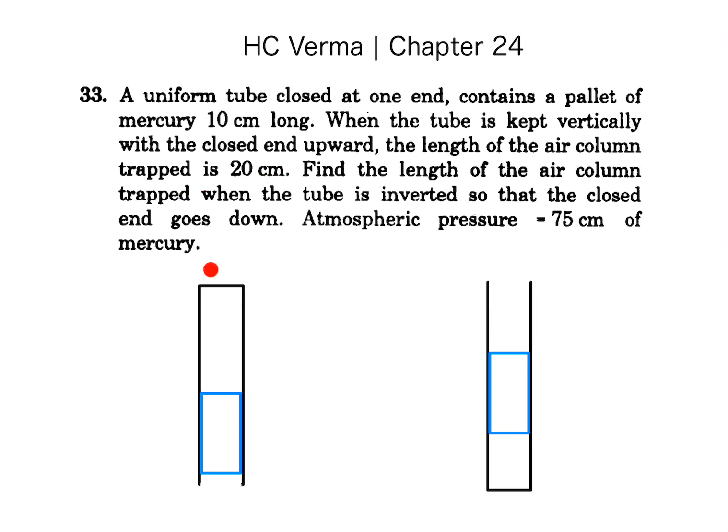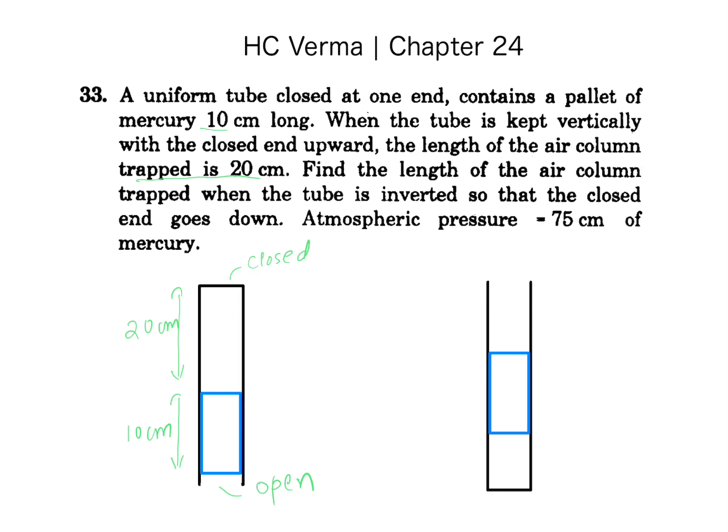So here you can see this is your tube. Black colored one is the tube. The question says that when the tube is kept vertically with the closed end upward, the closed end of the tube is upward and the open end is at the bottom. Closed end, open end, correct? So this is your closed end and this is your open end. The length of the mercury is 10 centimeter. And the length of the air column trapped is 20 centimeter.